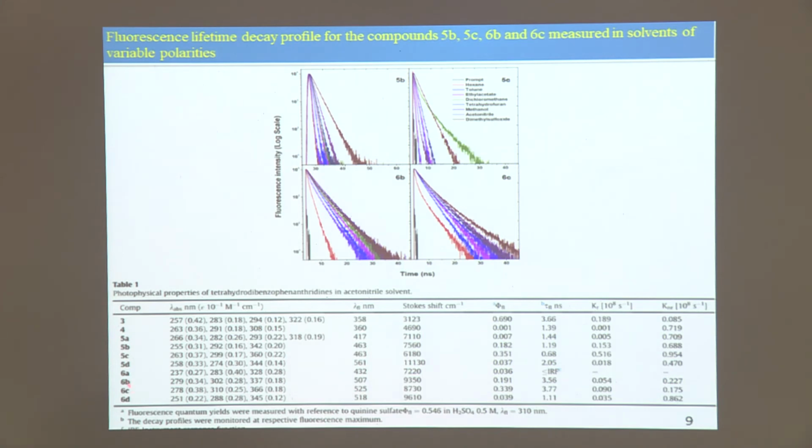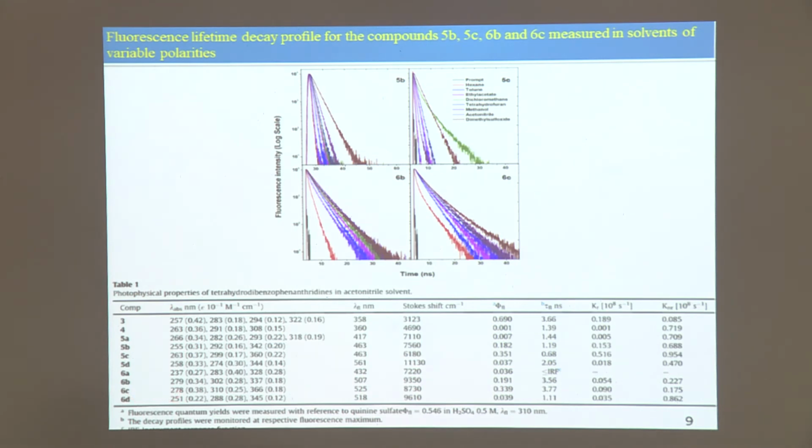And when you go to 6B, that is N,N-dimethyl, here again there is a slight difference, but the emission spectrum is relatively redshifted, you are having 507, and the Stokes shift is also increased. The Stokes shift has become 9350, and the quantum yield is 0.191, and you have 3.56 as the lifetime of the fluorescence.